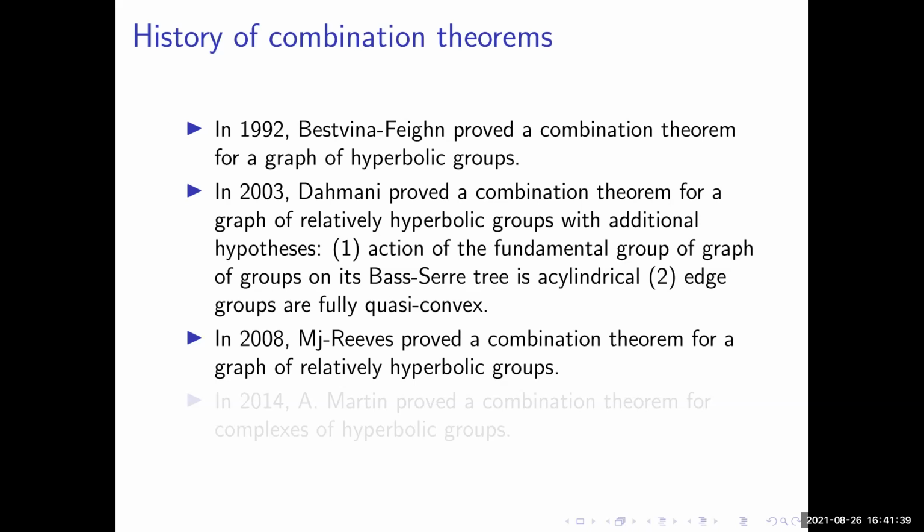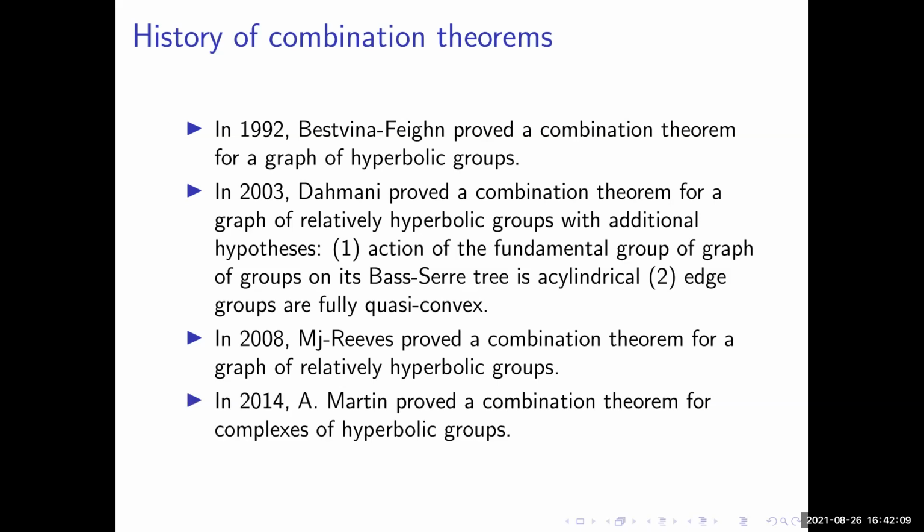But in 2008, Mahan Mj and Lawrence Reeves proved a combination theorem for graphs of relatively hyperbolic groups, and this is so far the most general combination theorem for relatively hyperbolic groups. They generalized the Bestvina-Feighn combination theorem, which was proved for trees of hyperbolic spaces, in the same way to trees of relatively hyperbolic spaces under some natural conditions. In 2014, Alexandre Martin proved a combination theorem for CAT(0) cube complexes of hyperbolic groups.